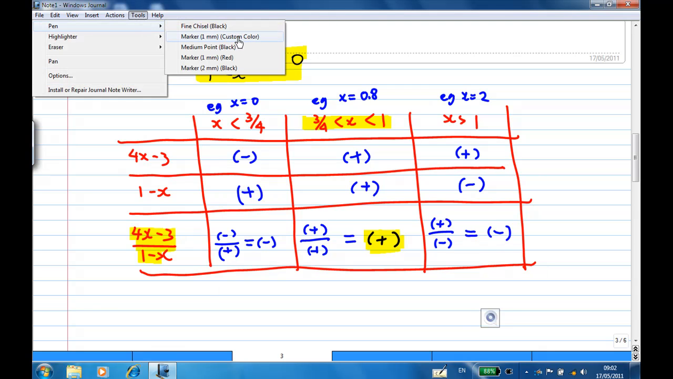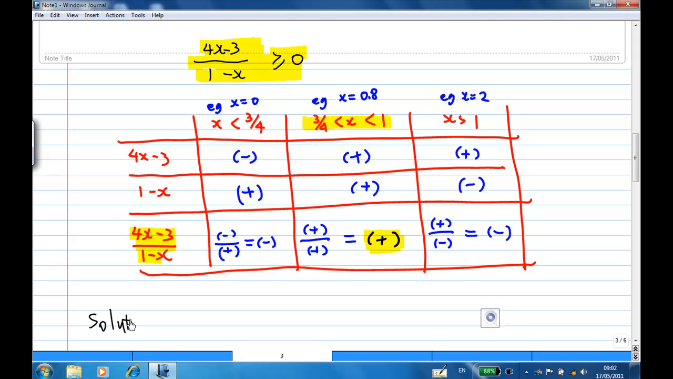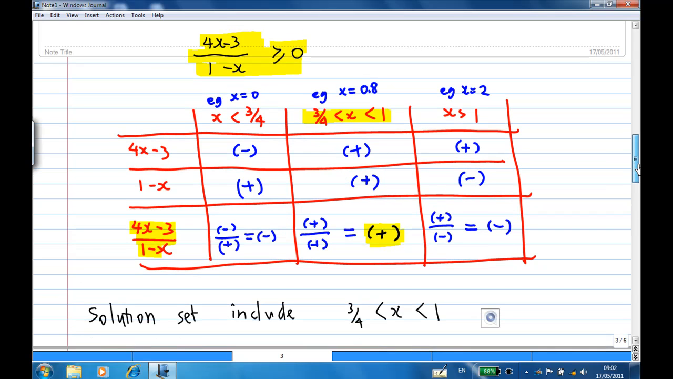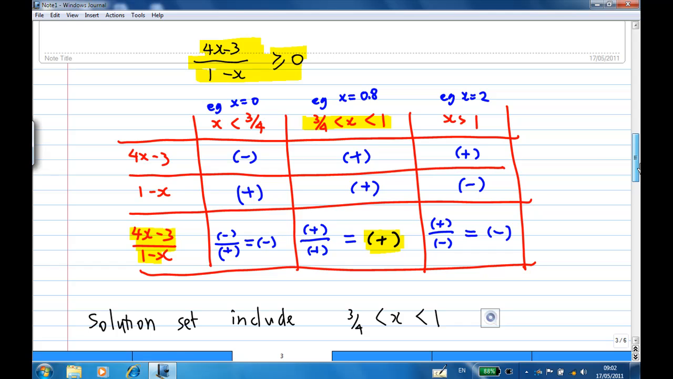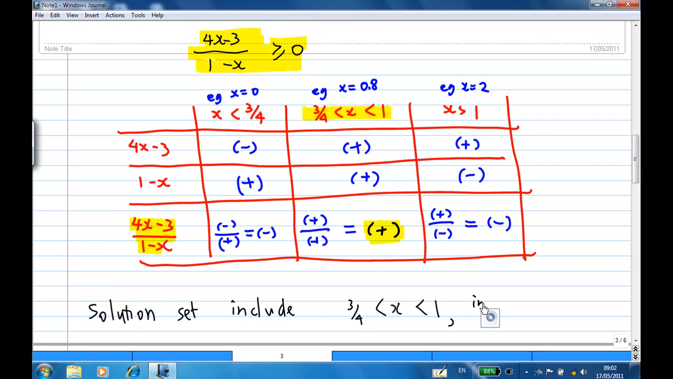So now we are ready to find the answer. Include x between 3/4 and 1. Now we test the endpoints because the inequality includes the equality. It is possible that x equals 3/4, because when x equals 3/4, 4x minus 3 over 1 minus x is 0. So include 3/4. However, exclude 1, because you cannot substitute 1 into the inequality; it will be dividing by 0. So exclude 1.